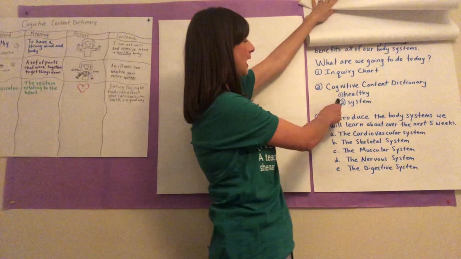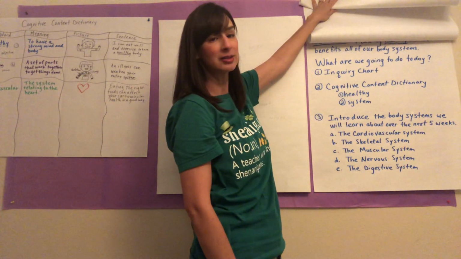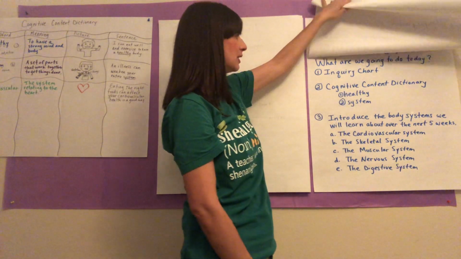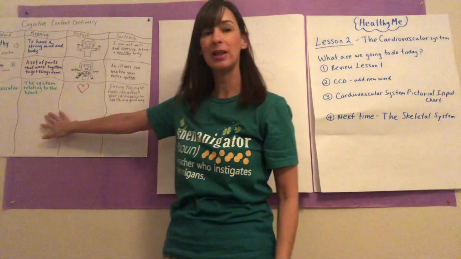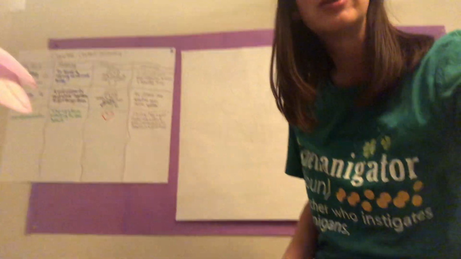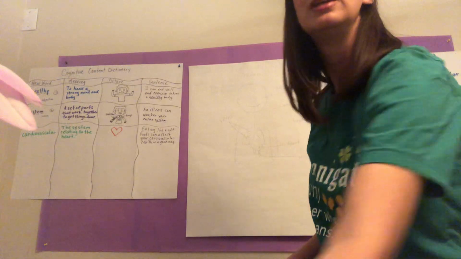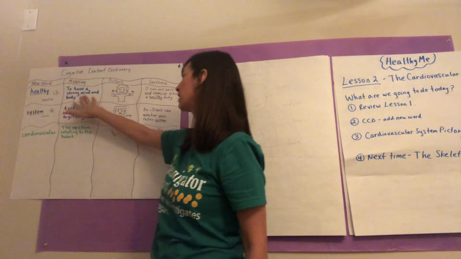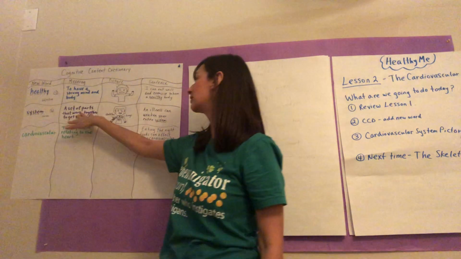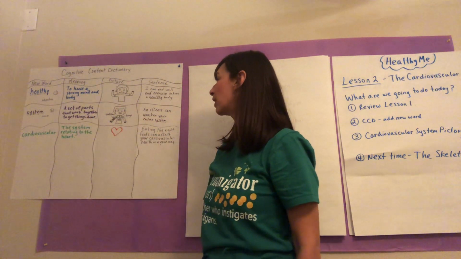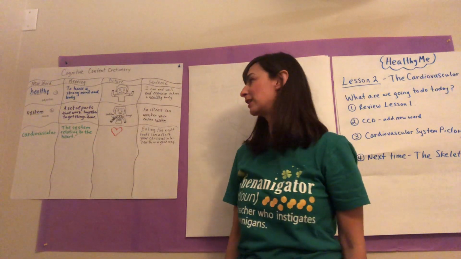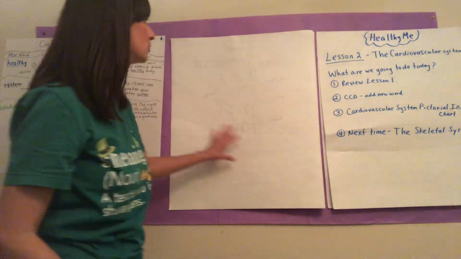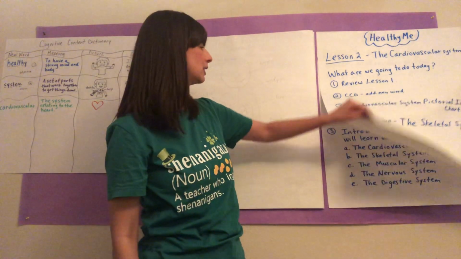Okay, we are going to add another word to our cognitive content dictionary today, and we have 2 other words that we already talked about, and those are over here. We talked about the word healthy, and we also talked about the word system. So healthy means to have a strong mind and body, and system means to use a set of parts that work together to get things done. Okay, we're going to add another word to that today, and we're also going to do our cardiovascular pictorial input.